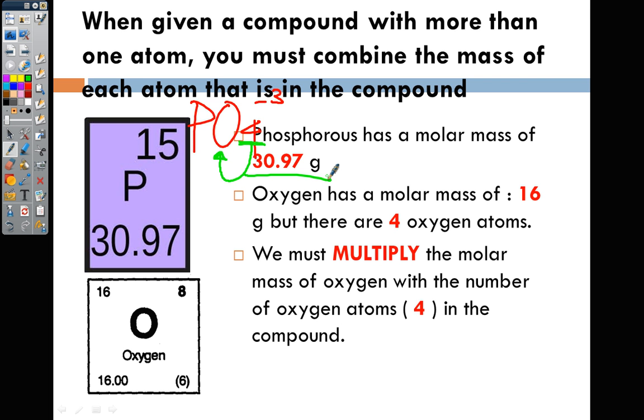Then, what do you think we're going to do? Add it. Then we're going to add it. 16 comes from where? Because that's the molar mass of oxygen. Exactly, and this is the molar mass.